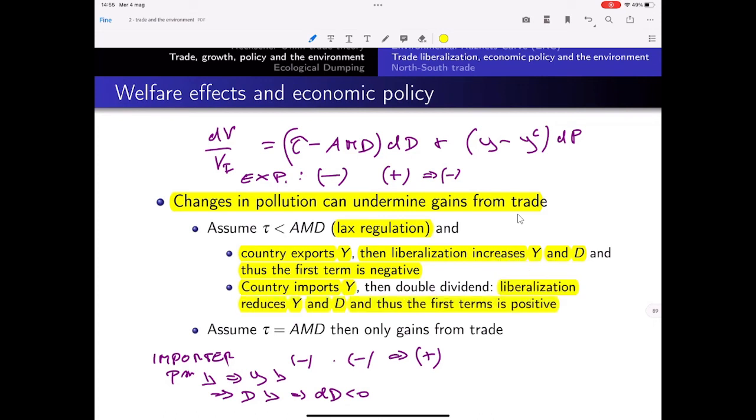Now you see here the importance of taxes, because the closer taxes are to the aggregate marginal damage, the lower is this effect. Indeed, if tau equals aggregate marginal damage, then there is no environmental effect on welfare.